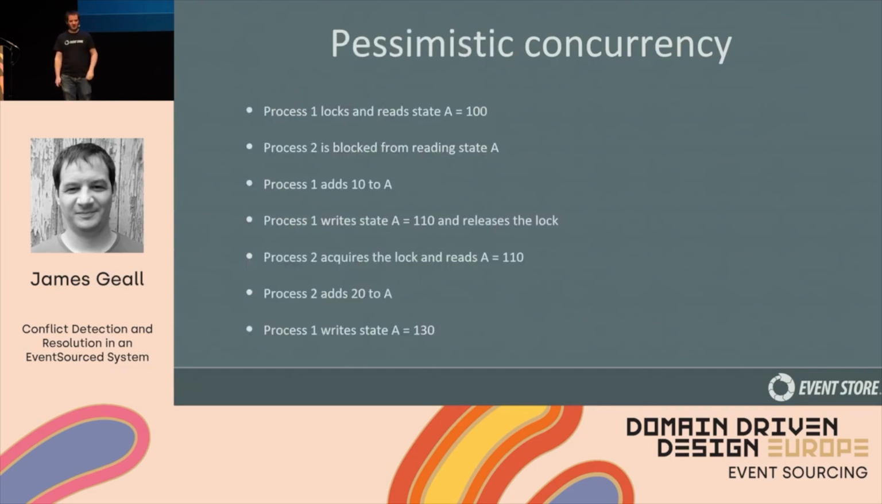So let's go through an example of pessimistic concurrency. Process 1 locks and reads state A. Process 2 is blocked from reading state A. Process 1 adds the 10. It writes 110 back to the database and releases the lock. Process 2 now acquires the lock. It reads 110, adds 20 to it, and the answer is 130. This solves our correctness problem. But our processes no longer make progress independently on the same data.